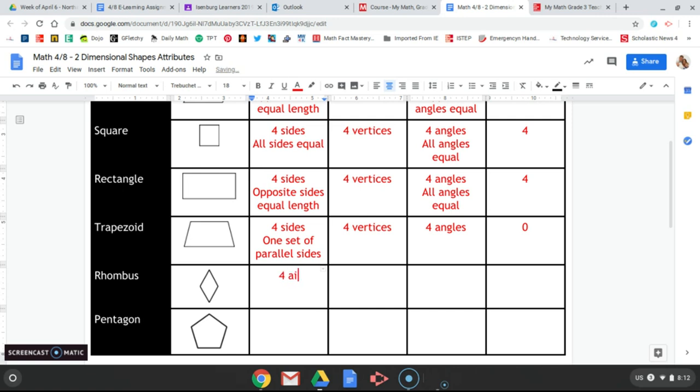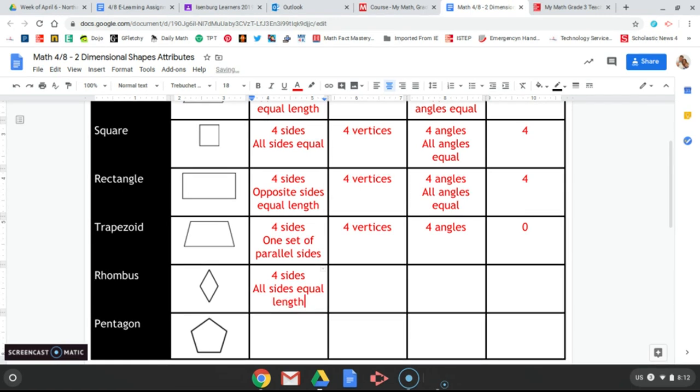So it still has 4 sides. So a rhombus is still a kind of quadrilateral. But this time, just like with the square, all sides have to be equal length, okay? So just like with a square, a rhombus has to have equal length sides. There are still 4 vertices, and there are still 4 angles. And those angles have to have opposite angles that are equal.